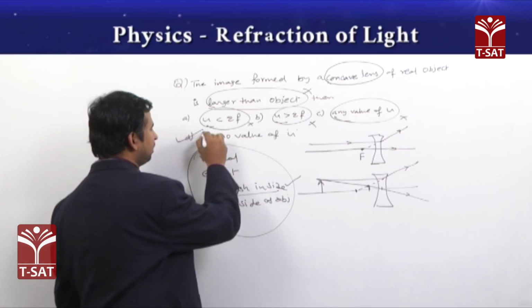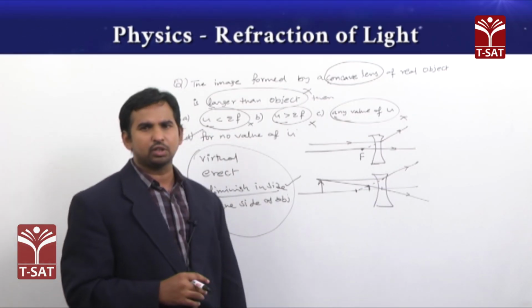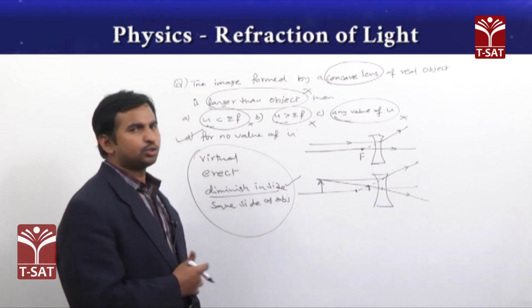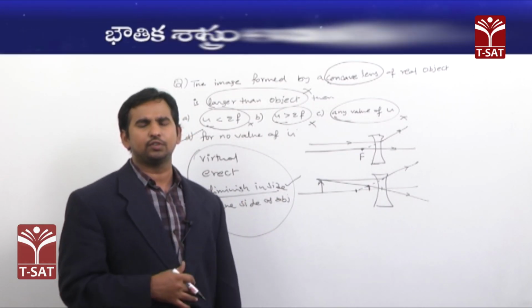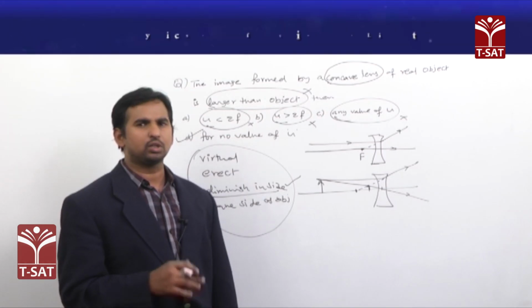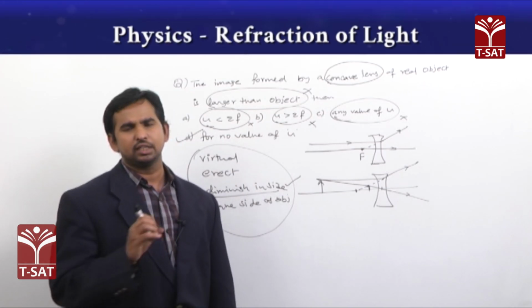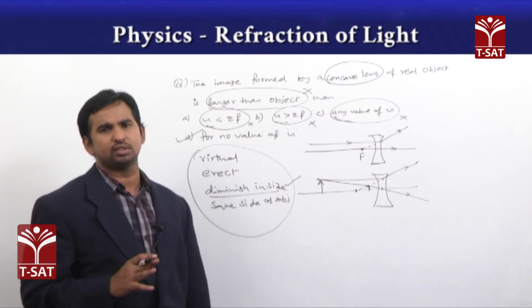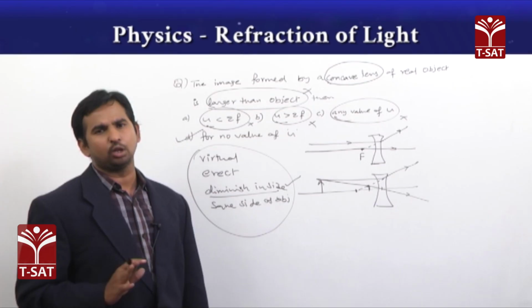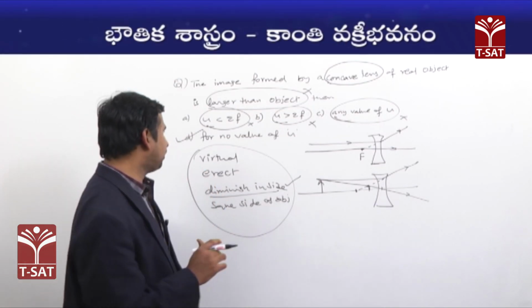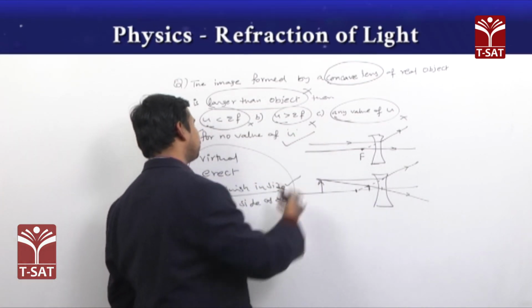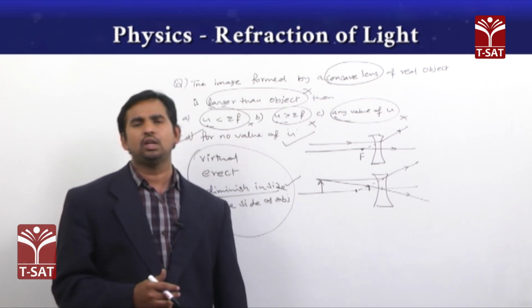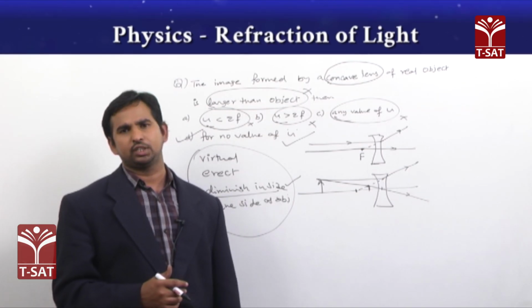So the correct option is for no value of u, because wherever you keep the object, it will never form an enlarged image, okay, in case of a concave lens, because a concave lens always forms the same type of characteristics: formation of virtual, erect and diminished size image only. Anywhere you can take the object. So in this given question the answer is for no value of u, we are not getting any image which is larger than the size of the object.